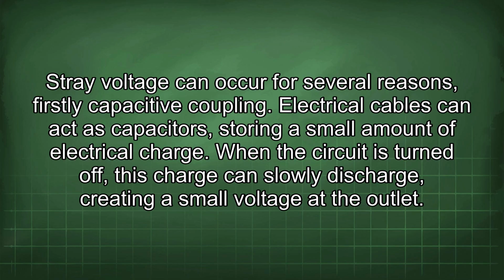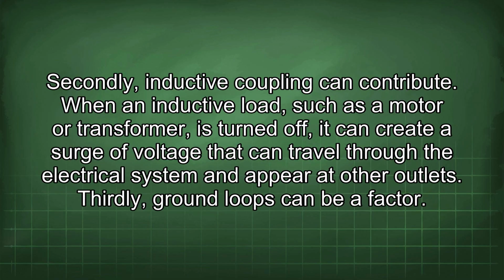Firstly, capacitive coupling. Electrical cables can act as capacitors, storing a small amount of electrical charge. When the circuit is turned off, this charge can slowly discharge, creating a small voltage at the outlet. Secondly, inductive coupling can contribute. When an inductive load, such as a motor or transformer, is turned off, it can create a surge of voltage that can travel through the electrical system and appear at other outlets.